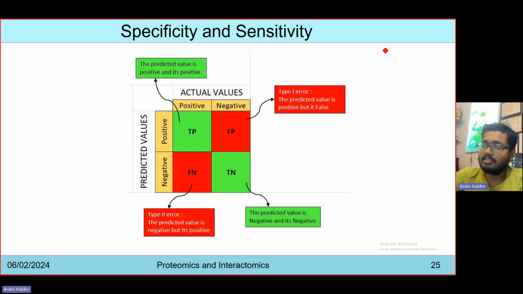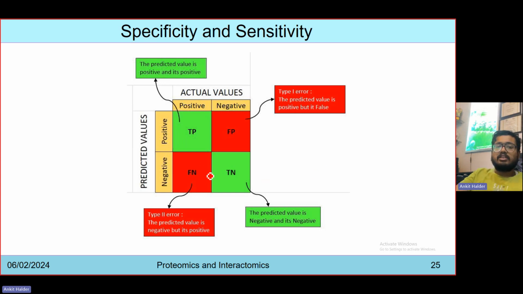But if it is happening that the person is not diseased but still giving a positive, that is known as your type 1 error. The predicted value is positive, but it is false. And the type 2 error is where the predicted value is negative, but it is positive. So again, you have to understand in which condition which one is very much detrimental for you.